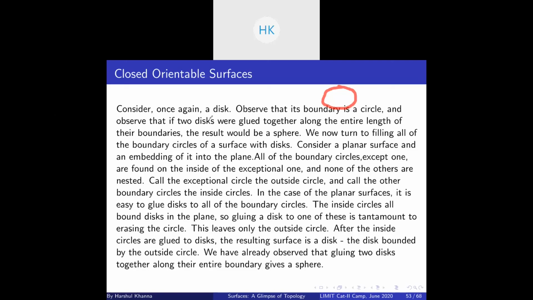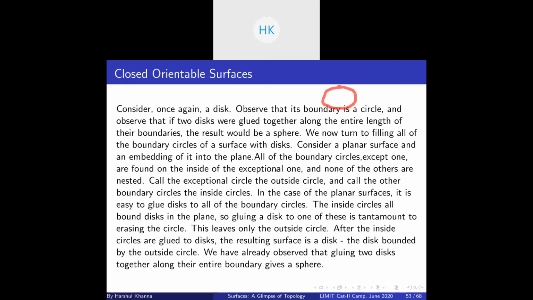We now turn to filling all the boundary circles of a surface with disks. So you have a planar surface, suppose, and as I had shown earlier, it is essentially a big disk with small holes removed from it. If you start filling the whole surface with disks, that is, you are gluing along the entire length of the boundary and the inner holes, you will essentially get back the sphere after you have filled all the holes and attached a disk to the outer boundary.